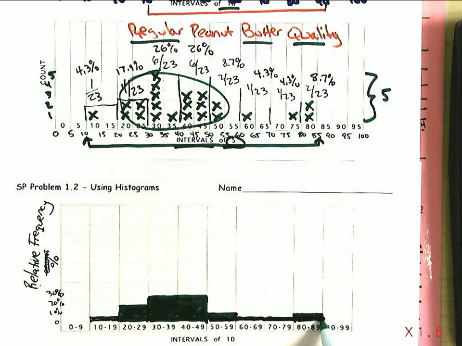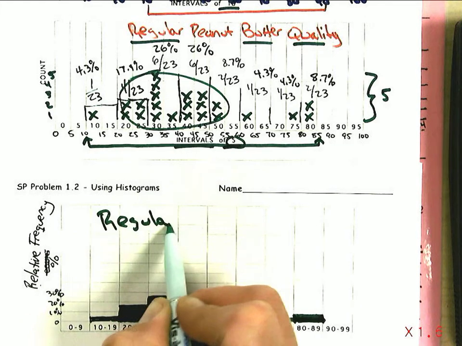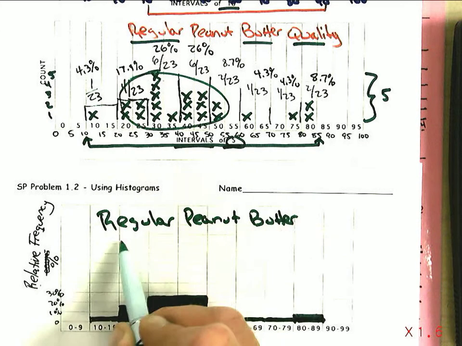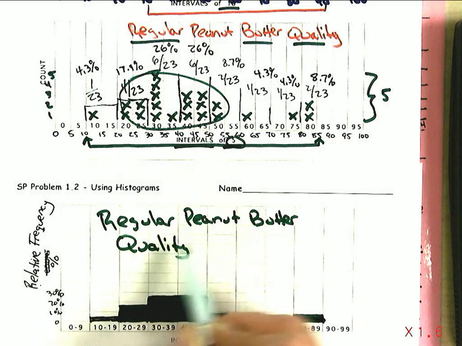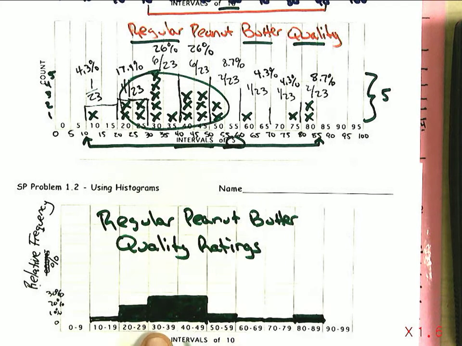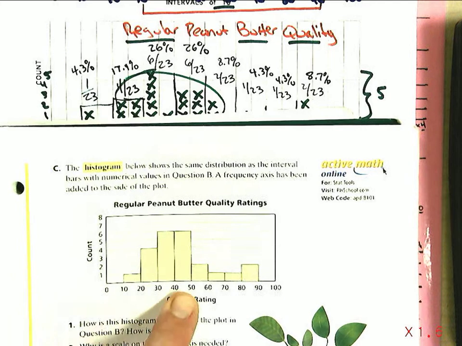And then these are the regular peanut butter quality ratings. As a percent of the whole data, you see that in this section here, 26% of the regular peanut butters fall in this interval, another 26%. So really you have over 50% of the regular peanut butters falling into these two intervals. And that goes back to what we said in the very beginning, that most of the regular peanut butters are in the 30 to 50 range.